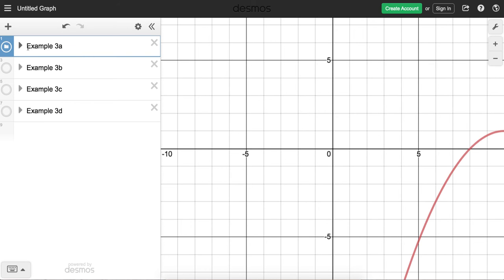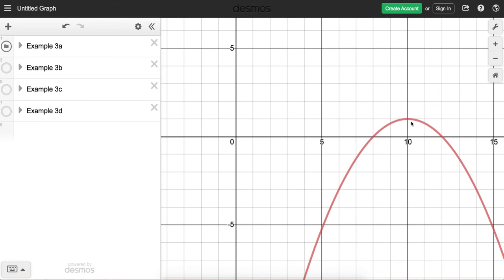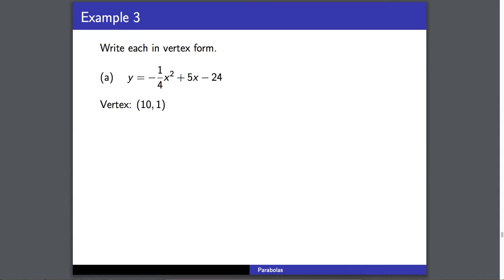So here is our parabola for example 3a. Gonna have to move over a little bit, and our vertex is at 10, 1. The value of a that's in our general form is going to be the same value of a that's in our vertex form, so negative 1/4. So we have everything we need, so we can write y equals negative 1/4 times the expression x minus 10 in parentheses squared, and then plus 1.